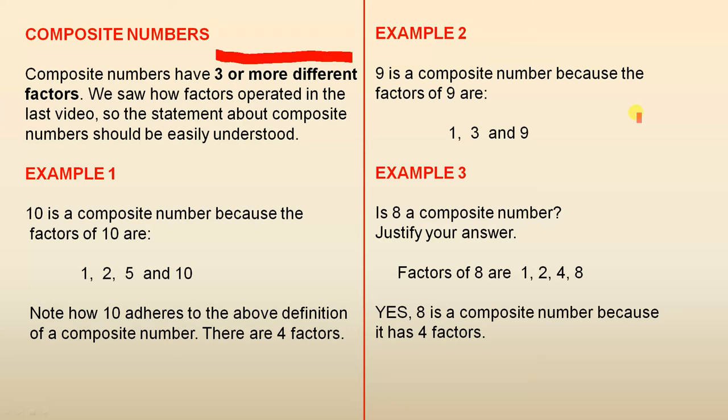Example 2. 9 is a composite number because the factors of 9 are 1, 3 and 9. So you have three or more. So there are three here. So that's why 9 is composite.